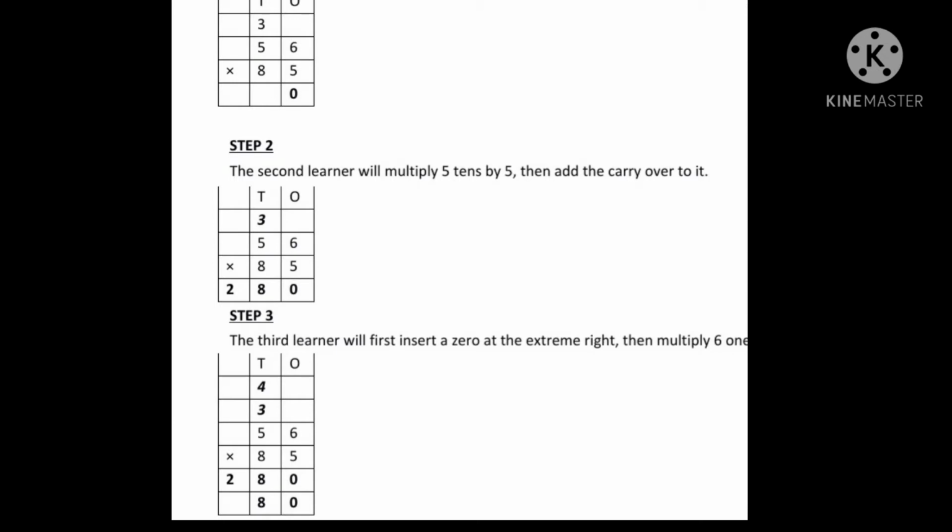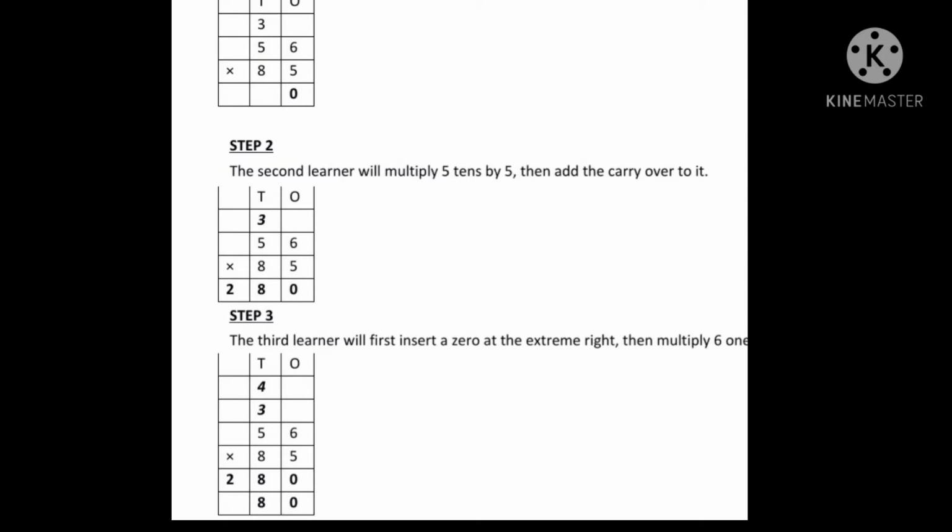Step 1. The first learner will multiply 5 by 6 once. As you can see, it gives us 30, right? Then step 2. The second learner will multiply 5 tenths by 5 and then add the carryover to it. The result which we get is 280.